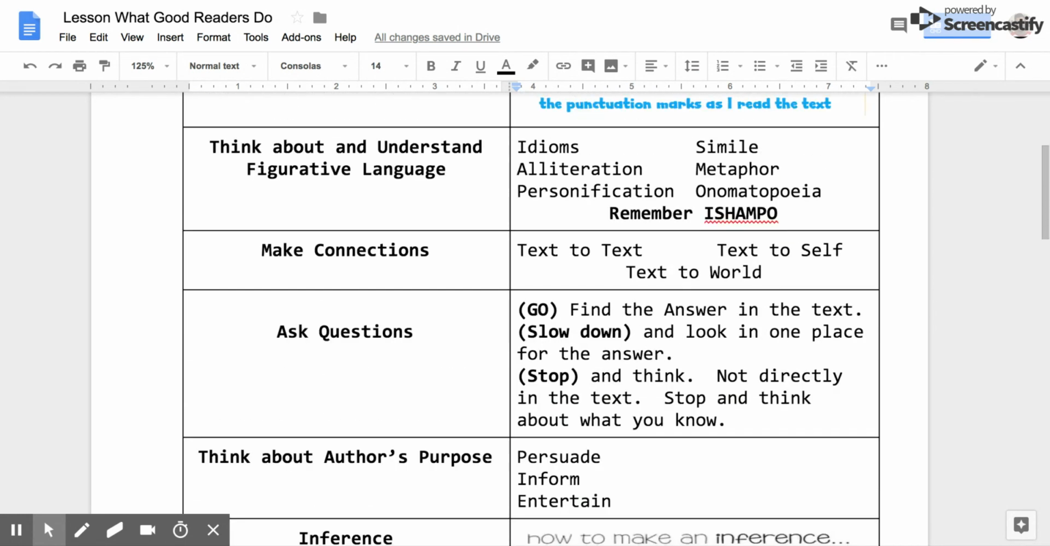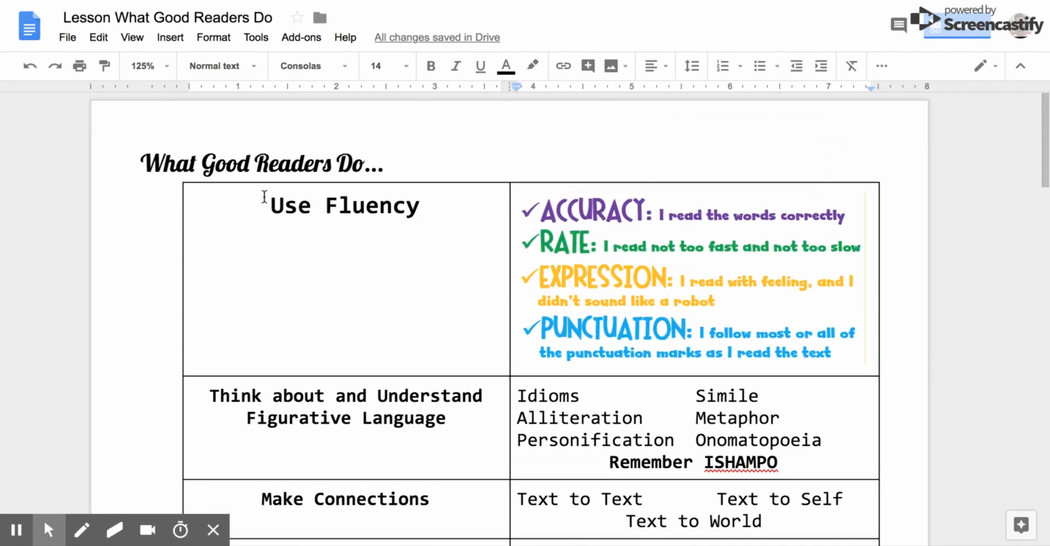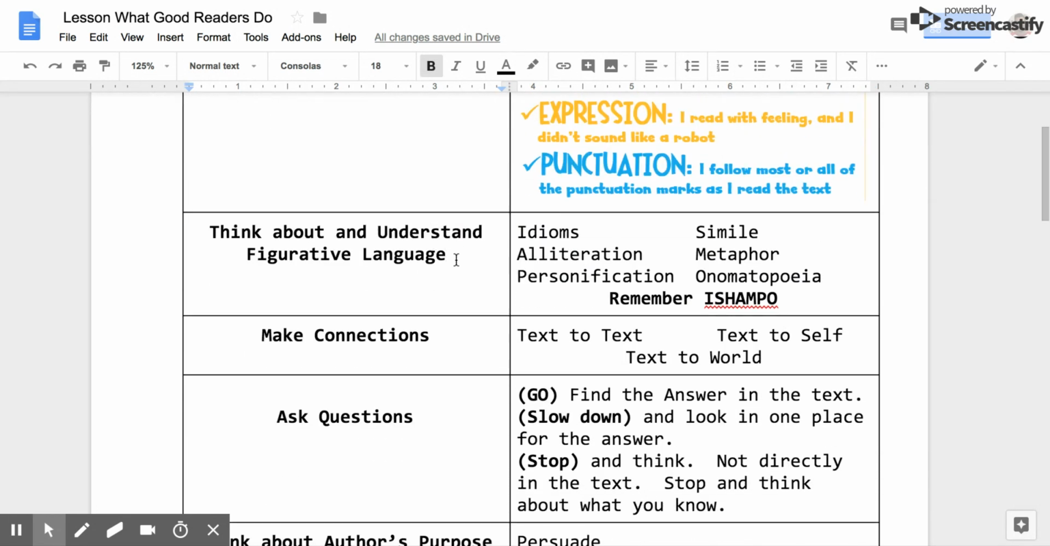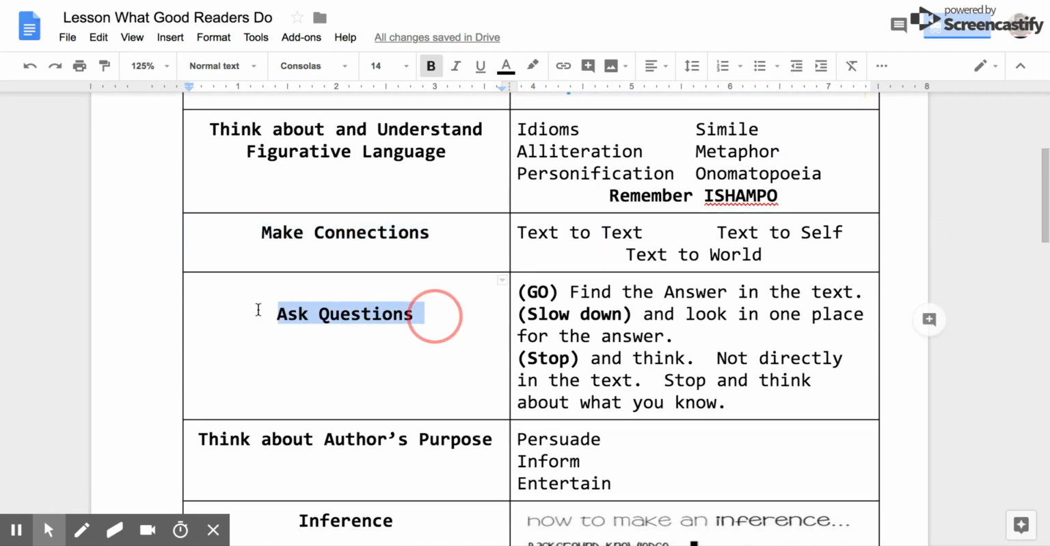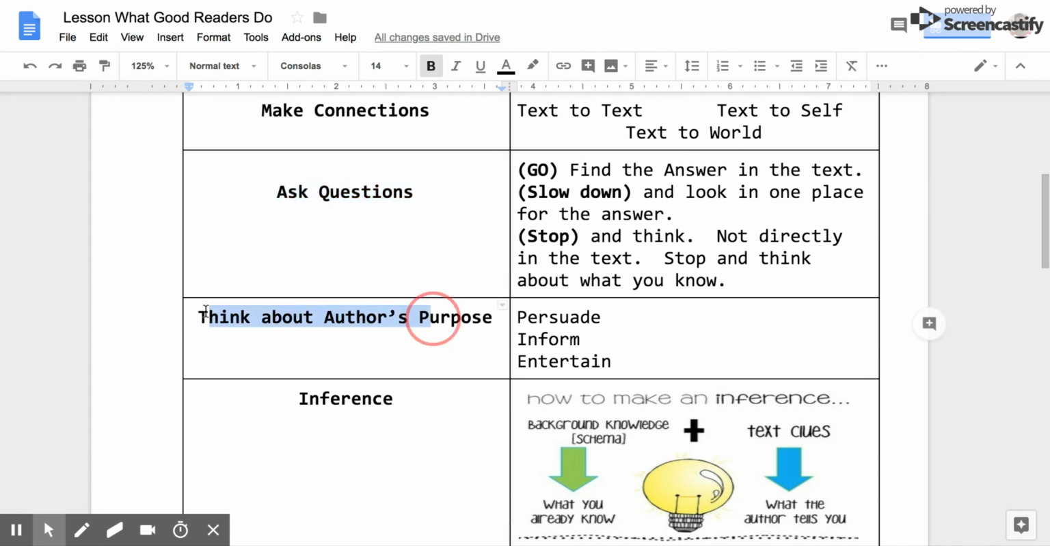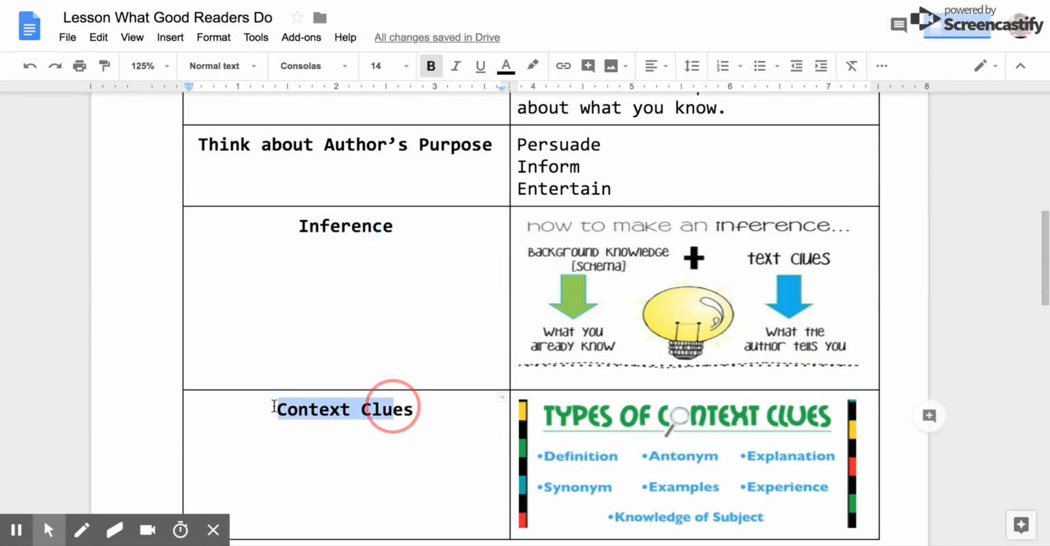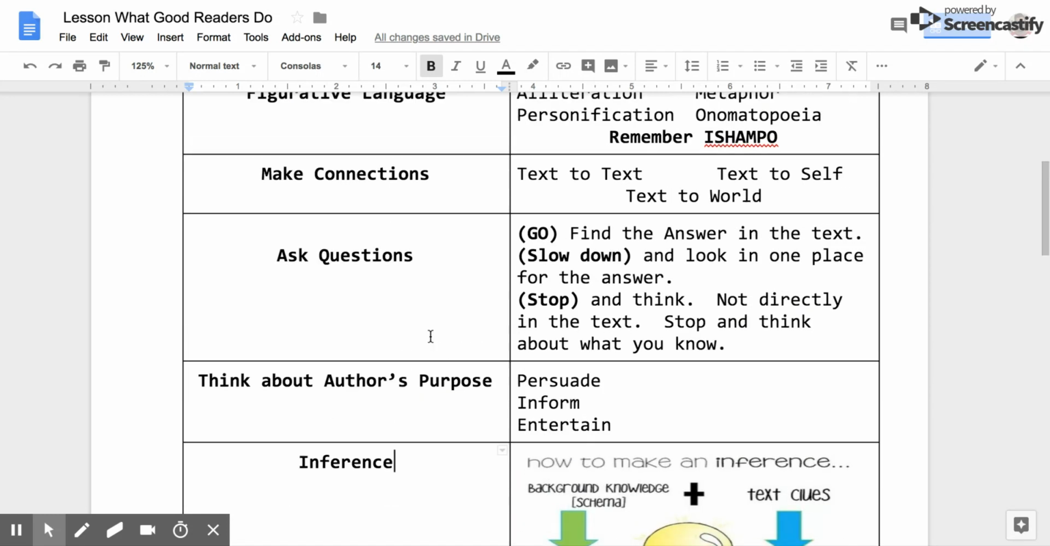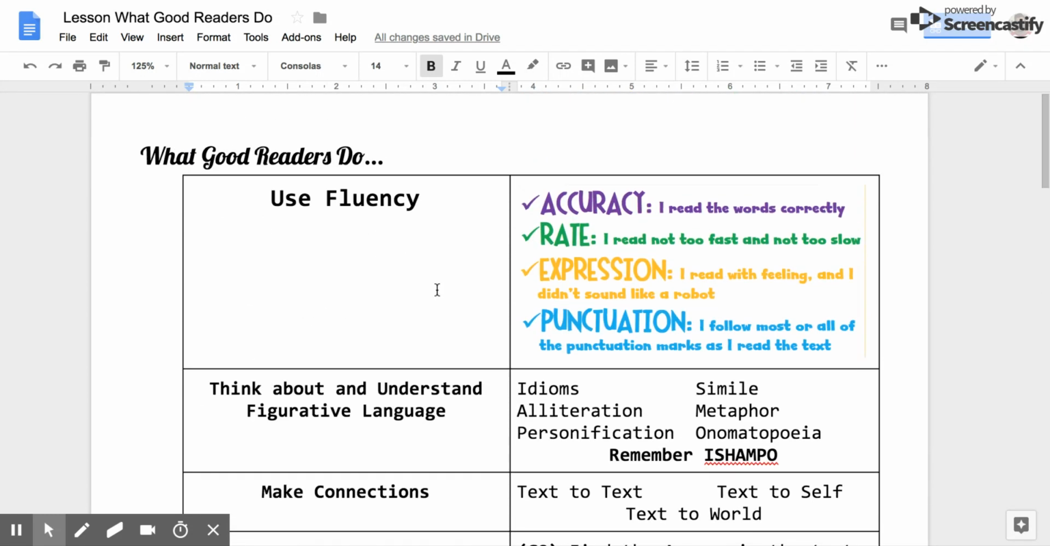Now, if you do all of these things, if you use fluency, you think about and understand figurative language, you make connections while you read, you ask questions while you read, if you think about the author's purpose, you make inferences, and you use your context clues, you are going to be successful because this is what good readers do.